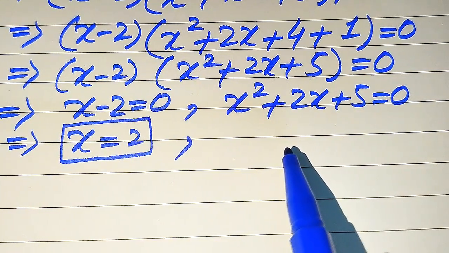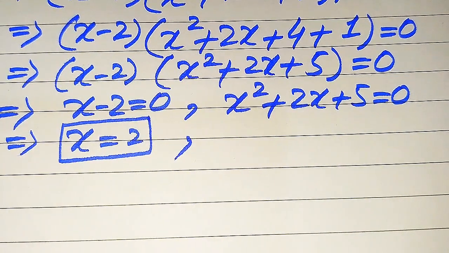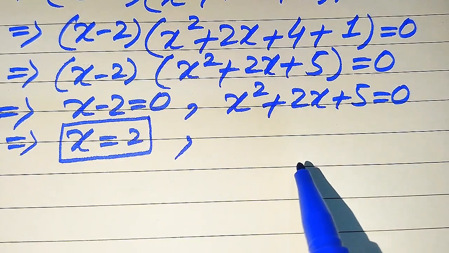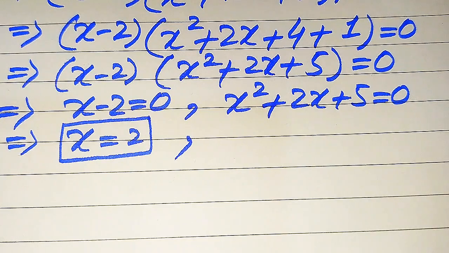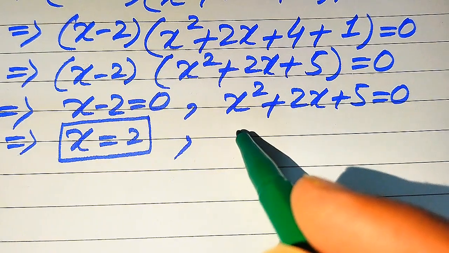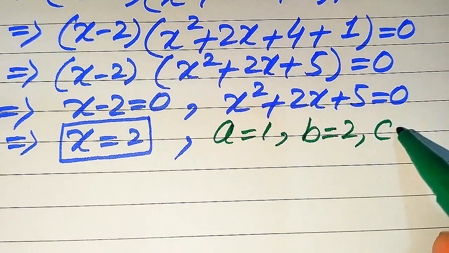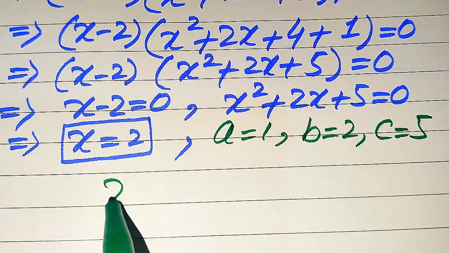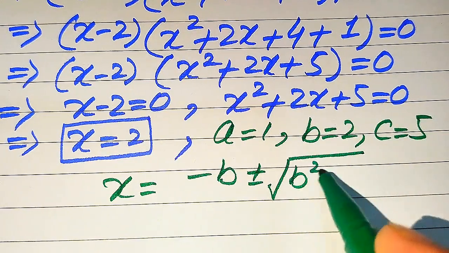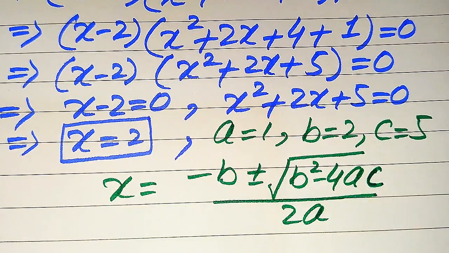So here we know that there are 3 methods to solve the quadratic equation. The first method is the factorization method, the second one is completing the square, and the third method is applying the quadratic formula. So here we use the quadratic formula to solve this equation, so first we write the coefficients of this equation: a is equal to 1, b is equal to 2, and c is equal to 5, and we state the quadratic formula as x is equal to minus b plus minus square root of b square minus 4ac, divided by 2a.